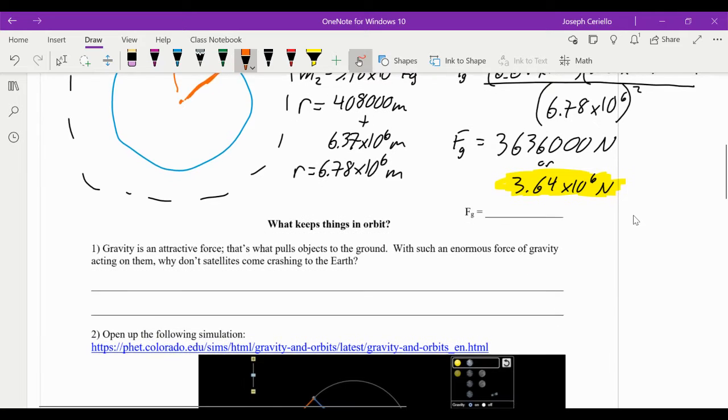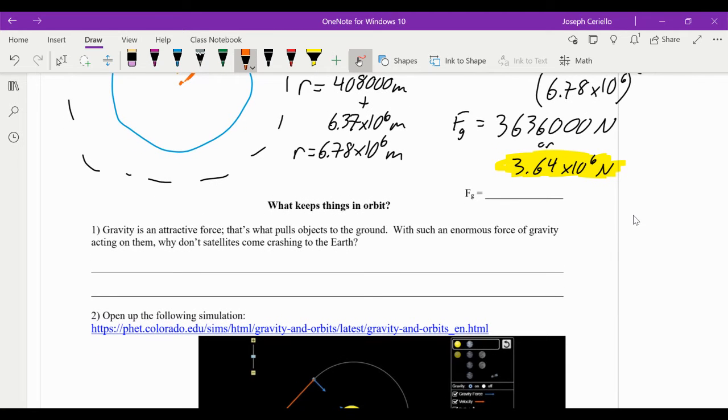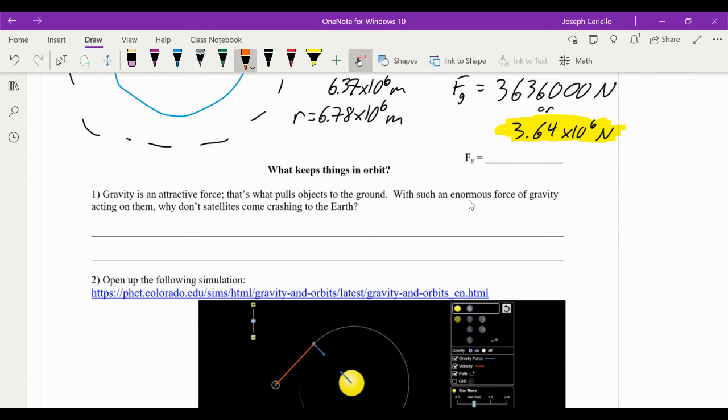So the question is, well, why doesn't it fall down if we're pulling down? If the Earth is pulling on the International Space Station with so much force, why doesn't it fall down? So that's something for you to kind of think about and answer there.